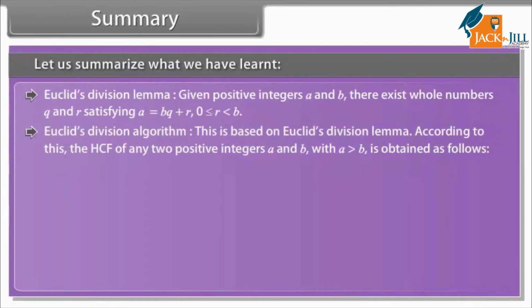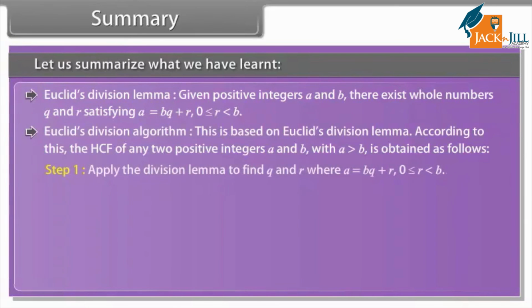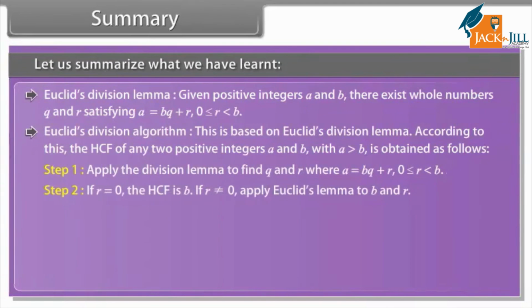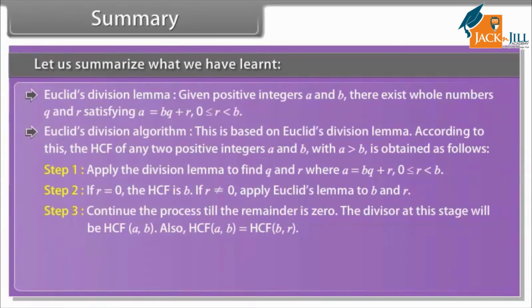According to this, the HCF of any two positive integers a and b, with a greater than b, is obtained as follows. 1. Apply the division lemma to find q and r, where a is equal to bq plus r, 0 is smaller than or equal to r, which is smaller than b. 2. If r is equal to 0, the HCF is b. If r is not equal to 0, apply Euclid's lemma to b and r. 3. Continue the process till the remainder is 0. The divisor at this stage will be HCF(a, b). Also, HCF(a, b) is equal to HCF(b, r).